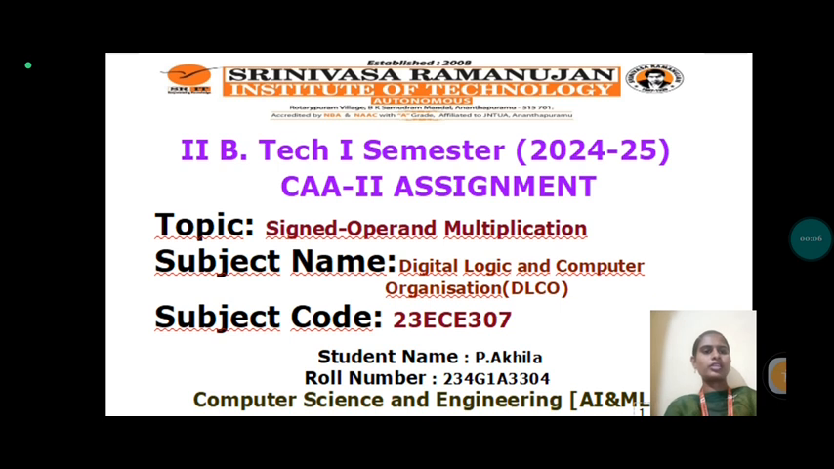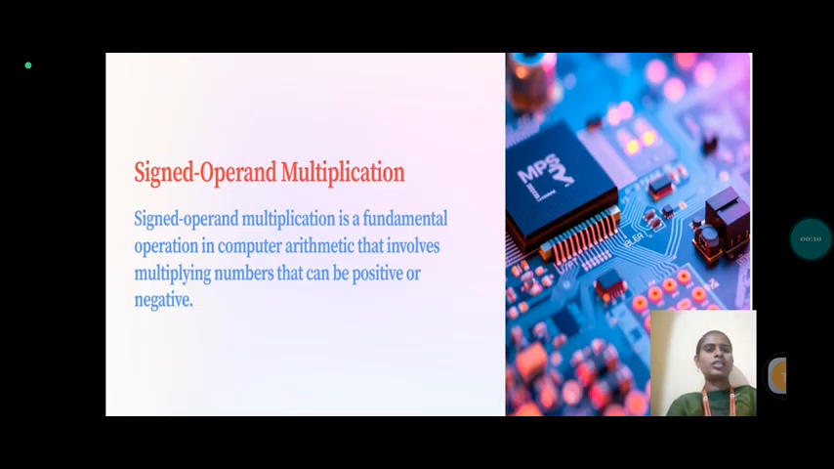Today my topic is signed operand multiplication. First, what is signed operand multiplication? Signed operand multiplication is a fundamental operation in computer arithmetic that involves multiplying numbers that can be positive or negative.